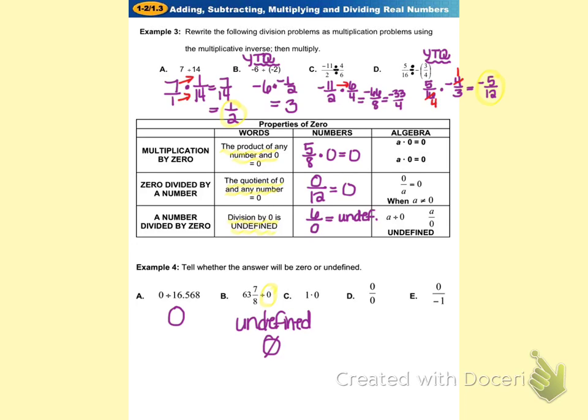C, 1 times 0 is, of course, 0. 0 divided by 0, well, anytime we're dividing by 0 here, again, got a denominator of 0, that means that's undefined. And then the final example, 0 divided by -1, well, it doesn't matter. As long as 0 is the numerator but 0 is not the denominator, then our quotient will always be 0.